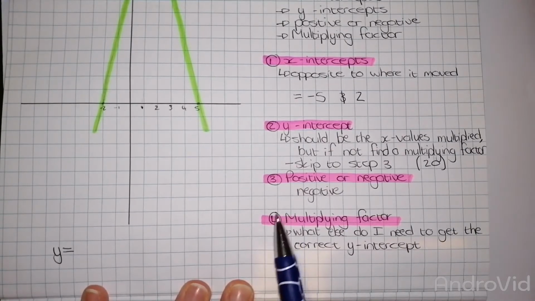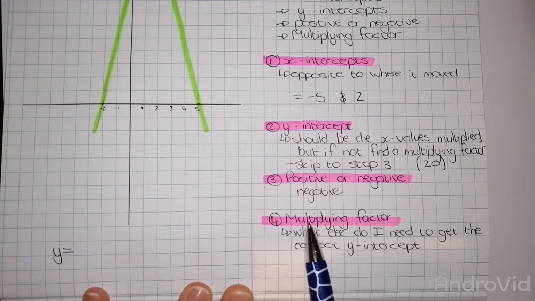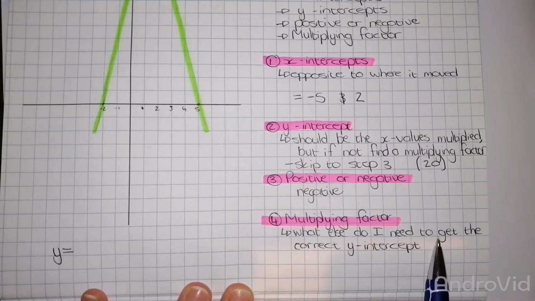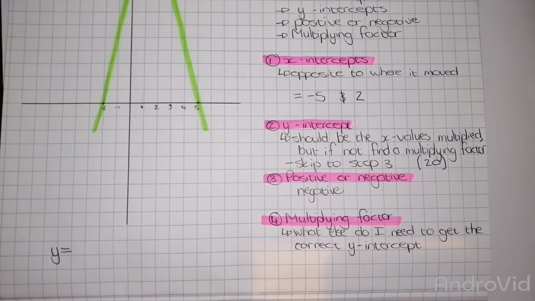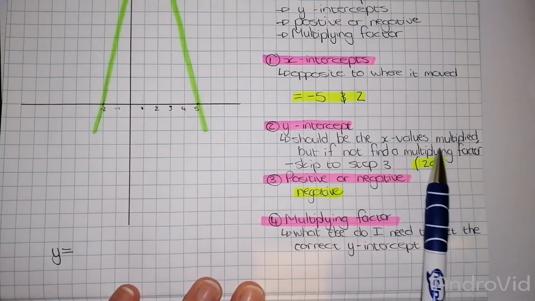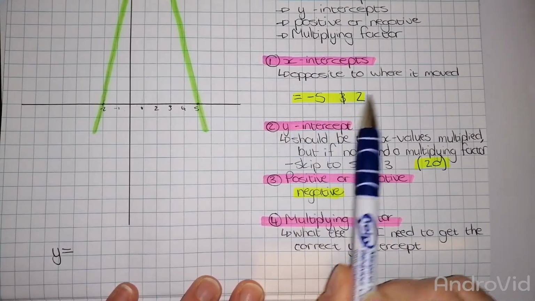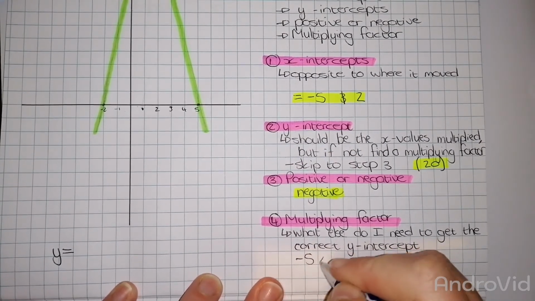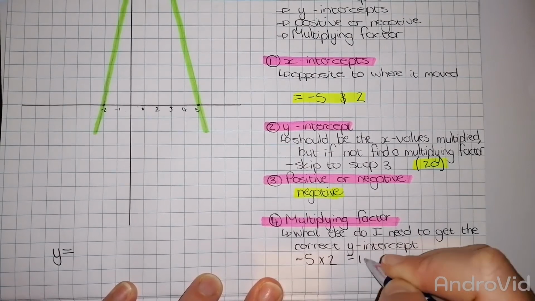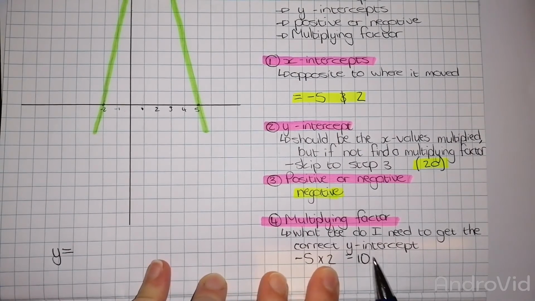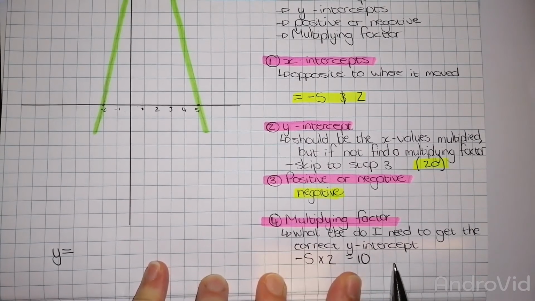Now we go on to step 4, which is the multiplying factor. The way we find the multiplying factor is we need to identify what else I need to get the correct y-intercept. As you can see here, my y-intercept is at 20 that we identified, and my two x-intercepts are at -5 and 2. At this stage, -5 multiplied by 2 is equal to 10. What I need to figure out is how I'm going to get from 10 to 20. The way I do that is I multiply 10 by 2.